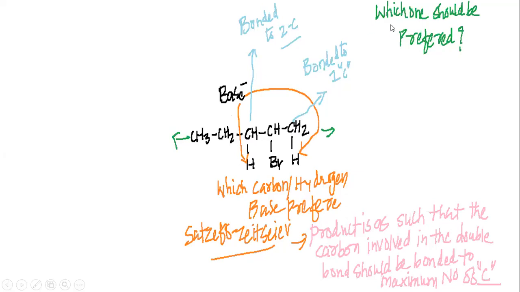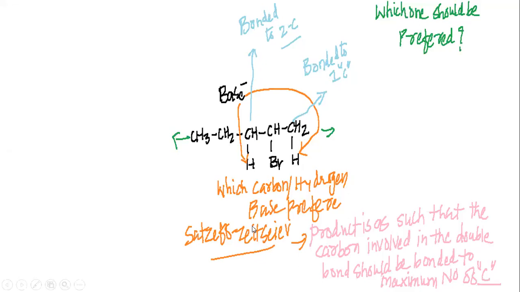So now the question arises that which one should it prefer? Base should attack on which hydrogen? The hydrogen that is present on carbon which is bonded to one carbon, or base should attack the hydrogen which is bonded to the carbon which is bonded to two other carbon. So which carbon or hydrogen does the base prefer?